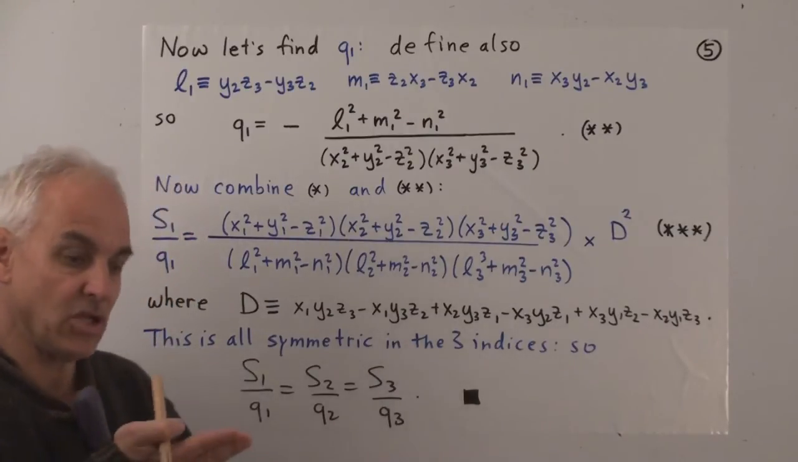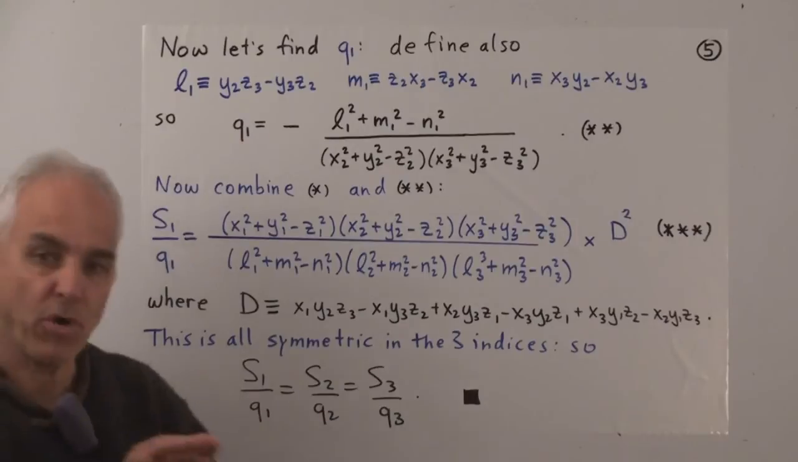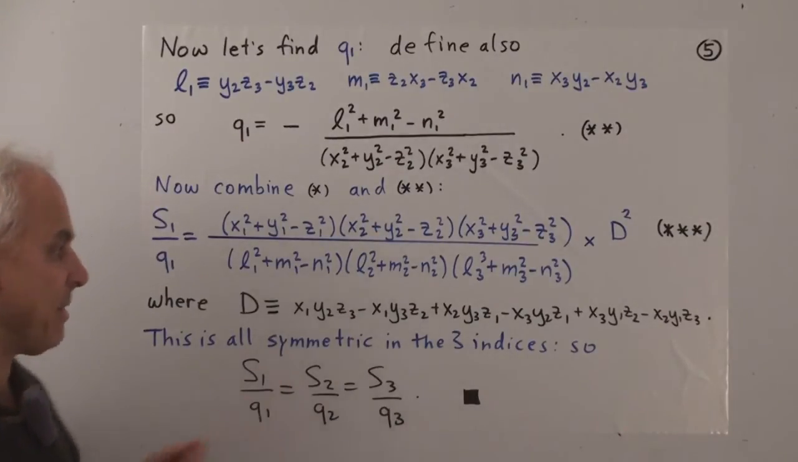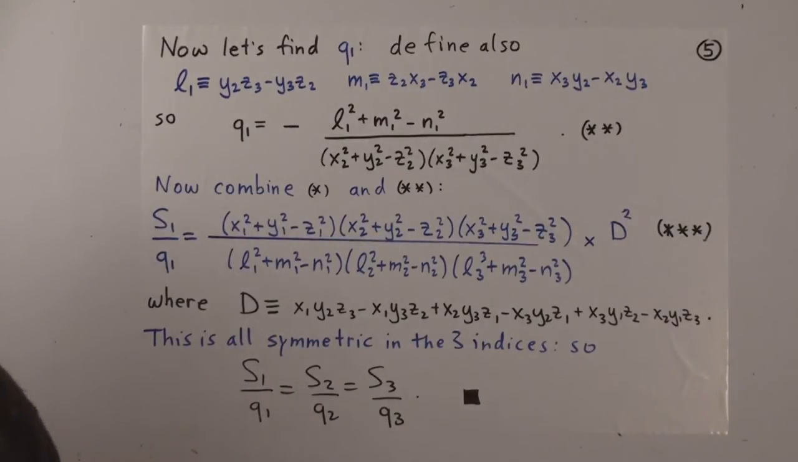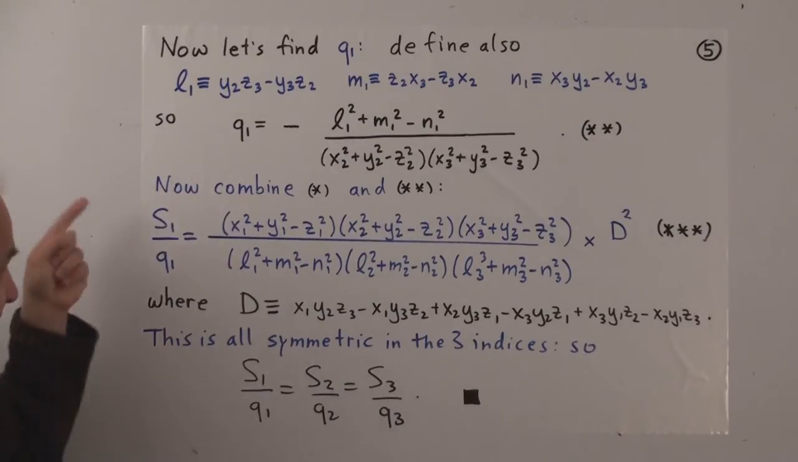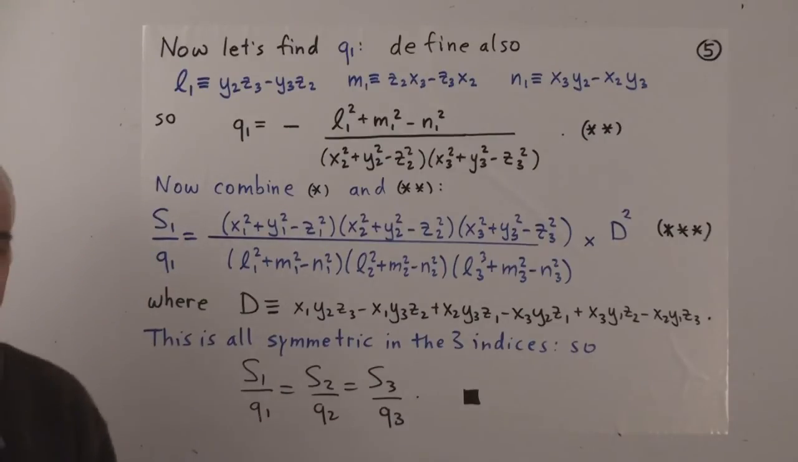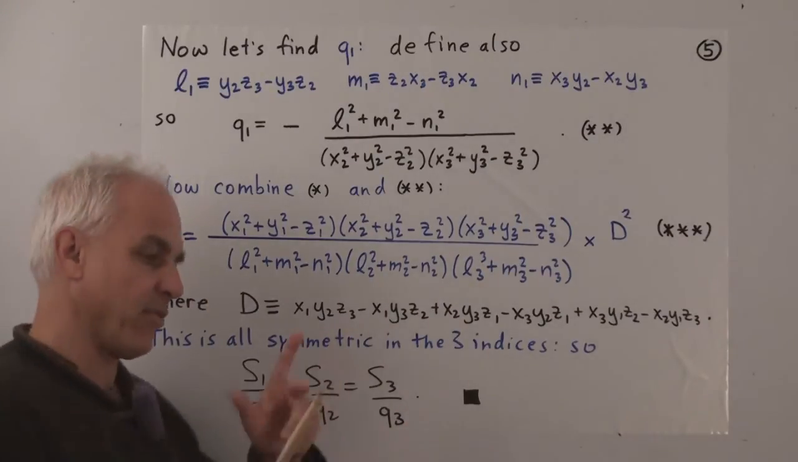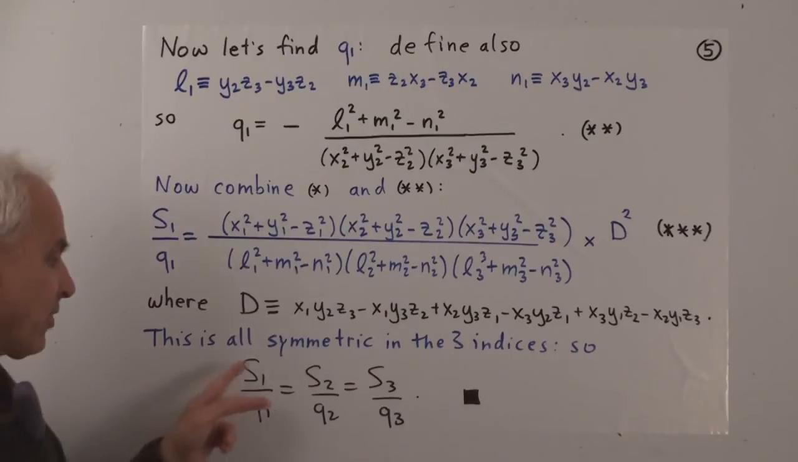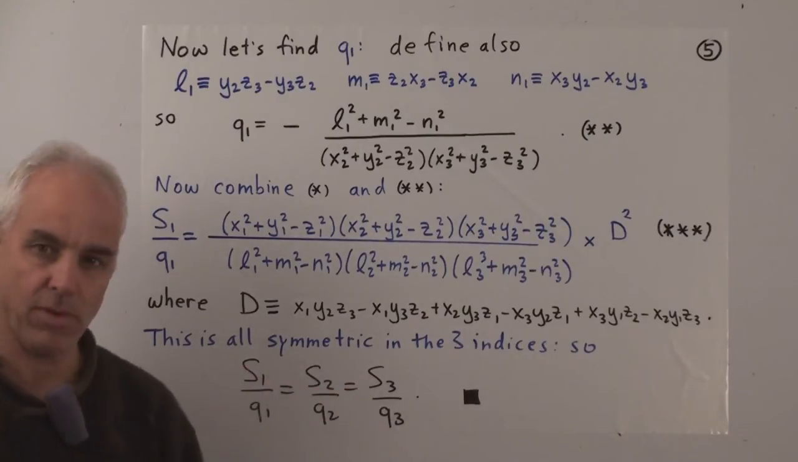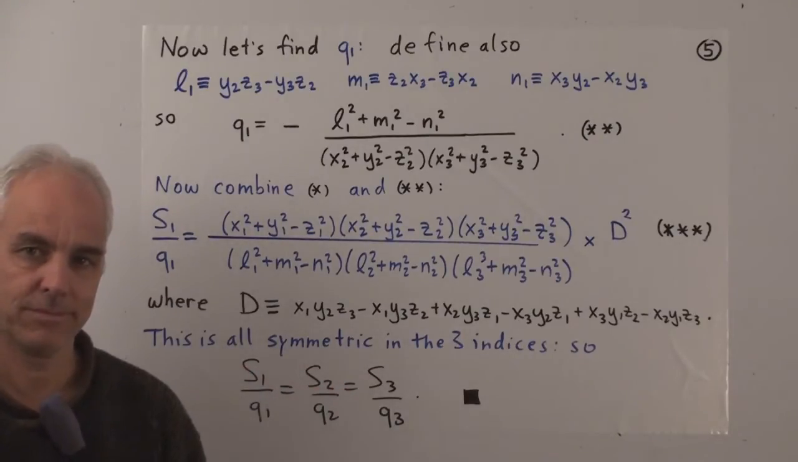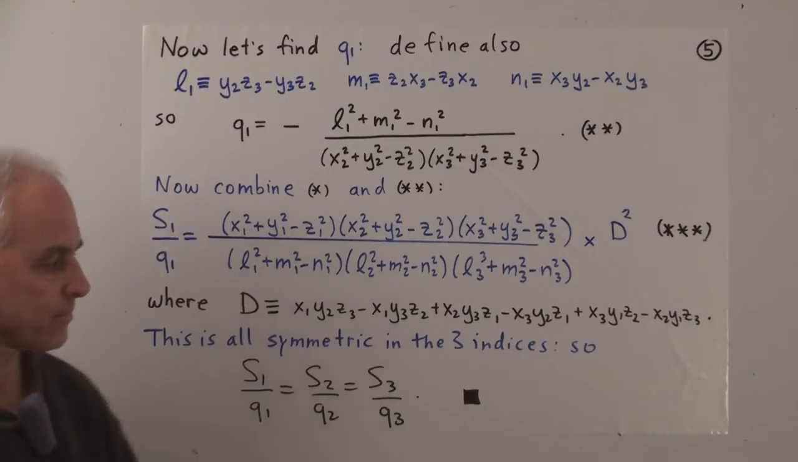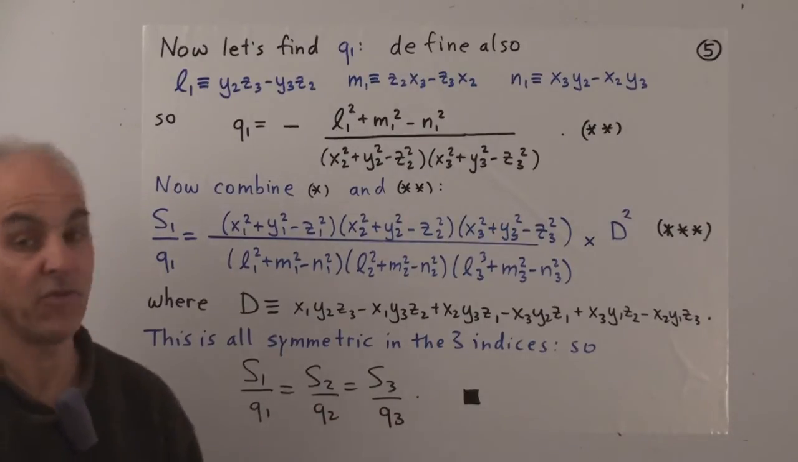So the determinant squared is unchanged by permutation of the rows. In other words, it's independent of when you switch the indices. So that means that this expression is going to be the same thing that you get when you calculate S2 over Q2 or S3 over Q3. It's symmetrical in the three indices, so these three ratios have to be equal. And that's a proof of the spread law.